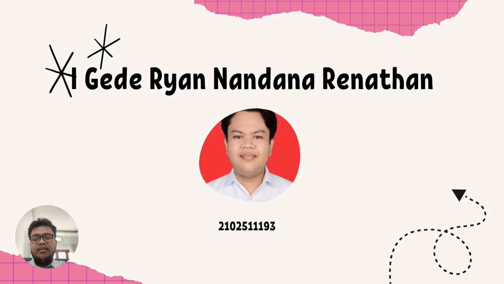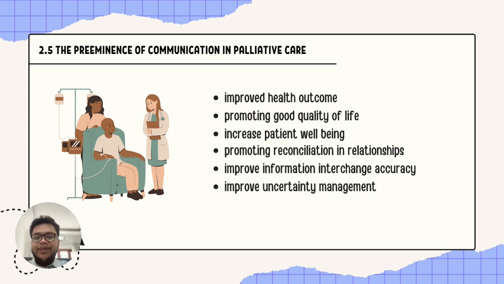My name is Gede Renathan with the last digits of my student number 193, and now I will explain about the preeminence of communication in palliative care. Effective communication is a critical component of palliative care, enabling the provision of care that is aligned with the goals and preferences of patients and their families. This involves exchanging information, facilitating shared decision making, and fostering empathic relationships. Palliative care providers should assess patient communication preference and willingness to accept their prognosis and tailor the amount and delivery of information accordingly.